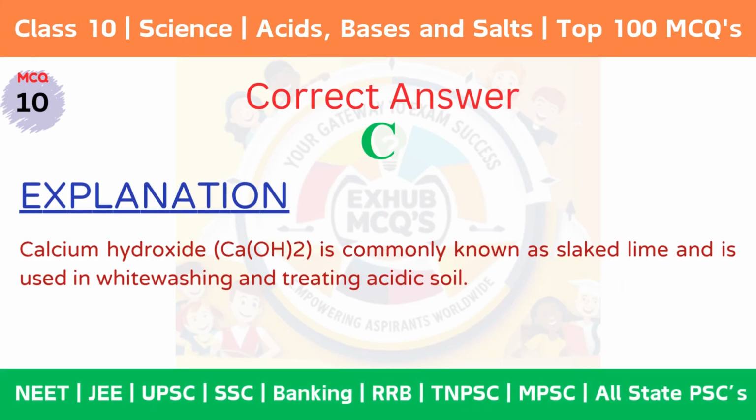Explanation: calcium hydroxide, commonly called slaked lime, is used in whitewashing and as a neutralizing agent in acidic soils.